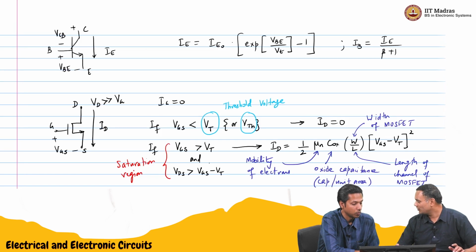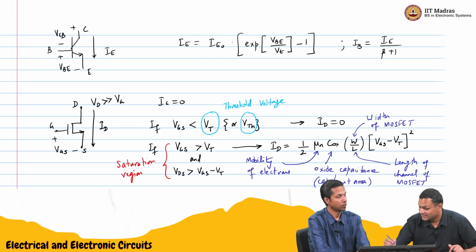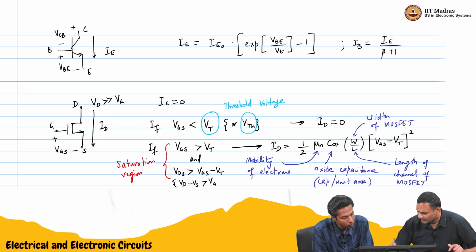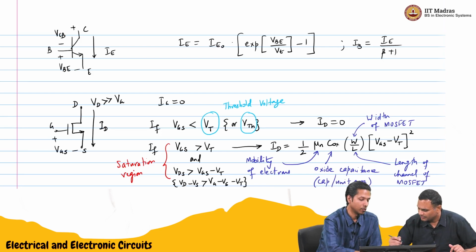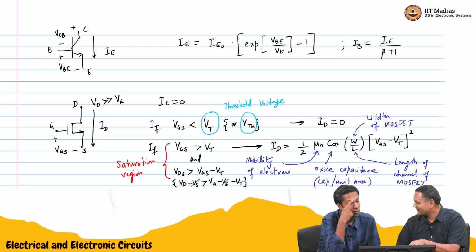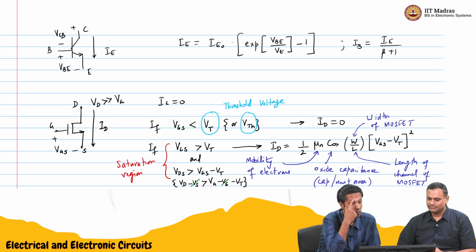The source voltage is common to both sides. Some textbooks also write VD minus VS greater than VG minus VS minus VT. You can cut off VS on both sides and say that the drain voltage is greater than the gate voltage minus VT. You can express it in that form also, and some textbooks use that. So the drain voltage is much larger than the gate voltage. That's why I wrote it like that, not VDS, to compare it to the bipolar.